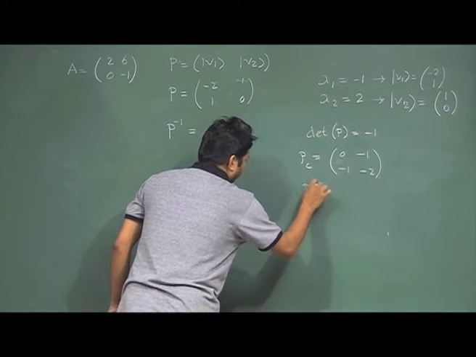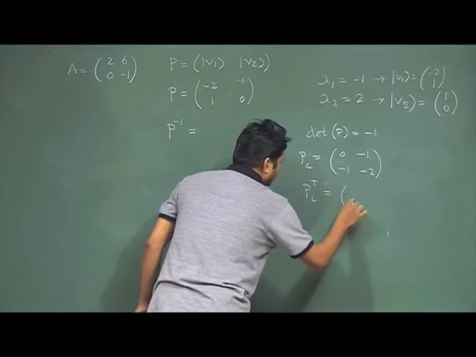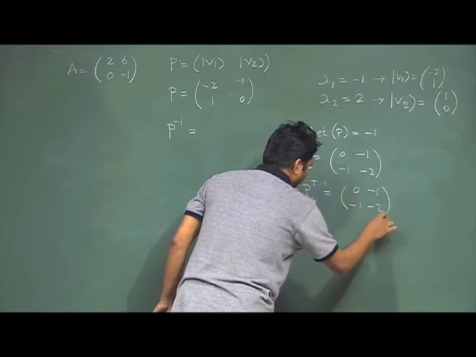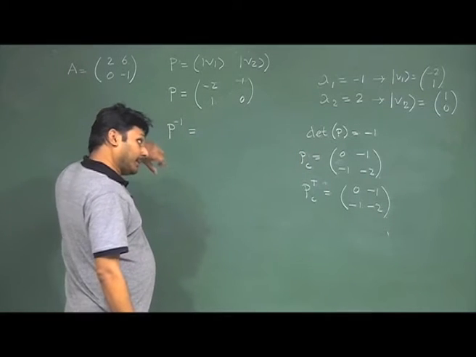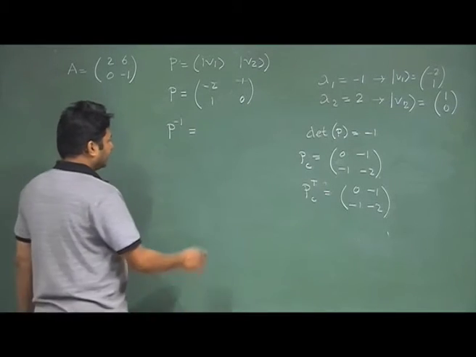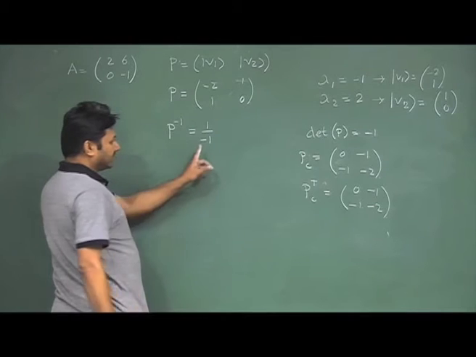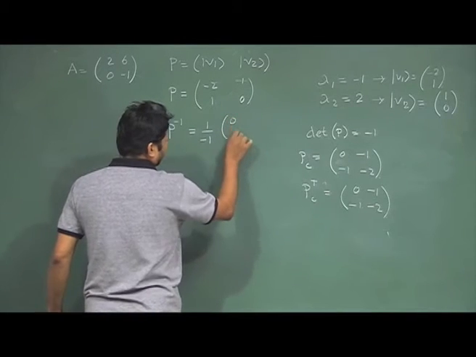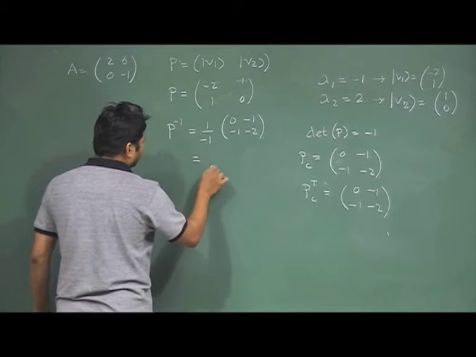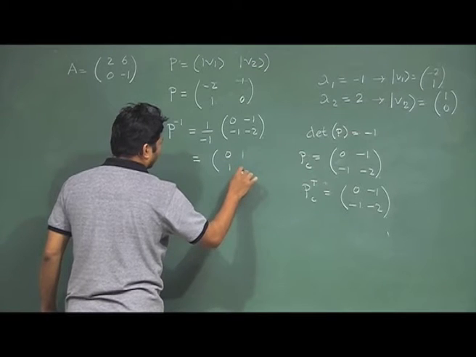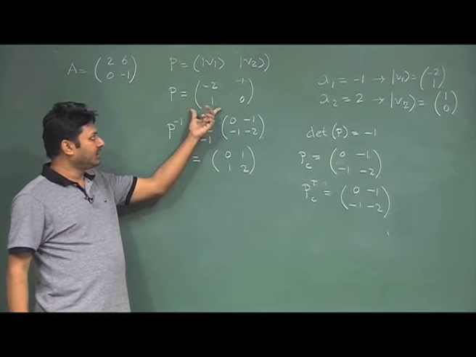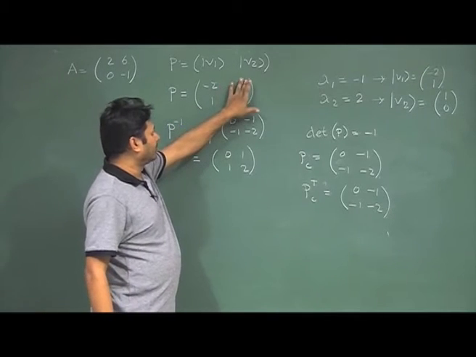So, the transpose of this will be 0, minus 1, minus 1, minus 2, the same thing. So then P inverse comes out to be 1 by the determinant of these things, which is minus 1 multiplied by 0 minus 1 minus 1 minus 2, and my P inverse is supposed to be 0 1 1 2. After having the P inverse, the next important thing is to check whether the P inverse you are getting, or I am getting here, is the correct thing or not.